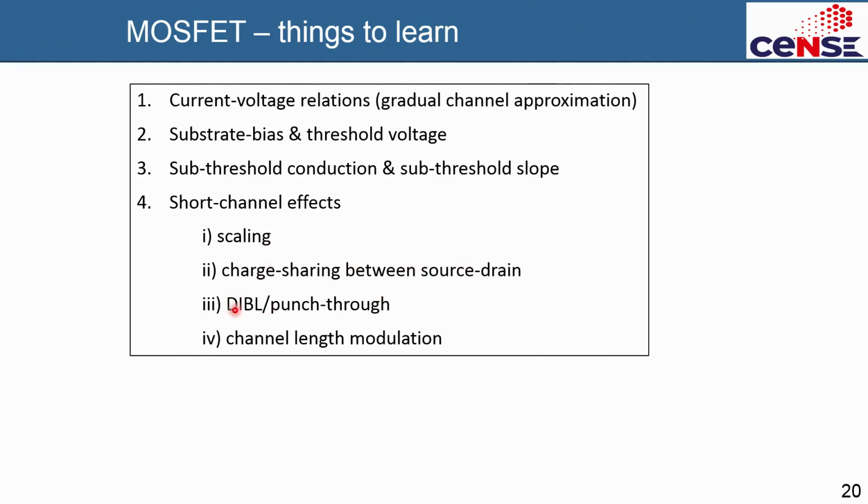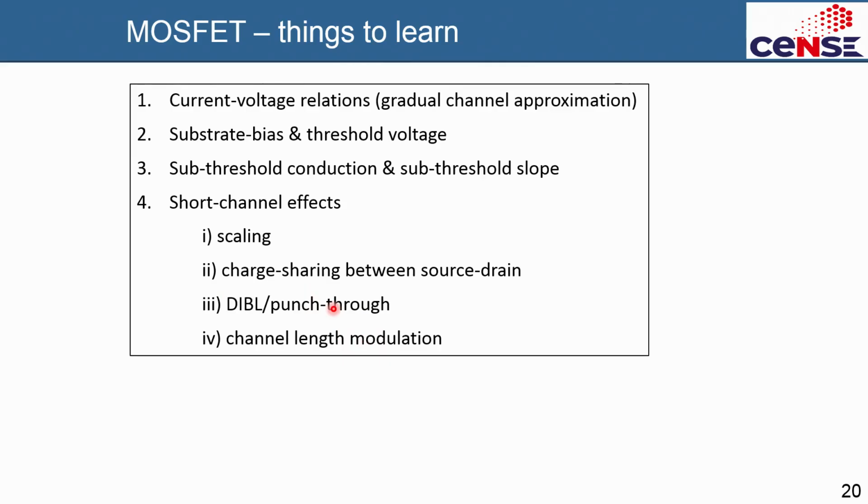And DIBL is drain induced barrier lowering. Punch through is basically again a phenomenon that happens when your source and drain come very close to each other, because your channel is very small or scaled down. And the final thing we will study is channel length modulation. It is essentially not something very important compared to DIBL, but we will still go through it nevertheless.